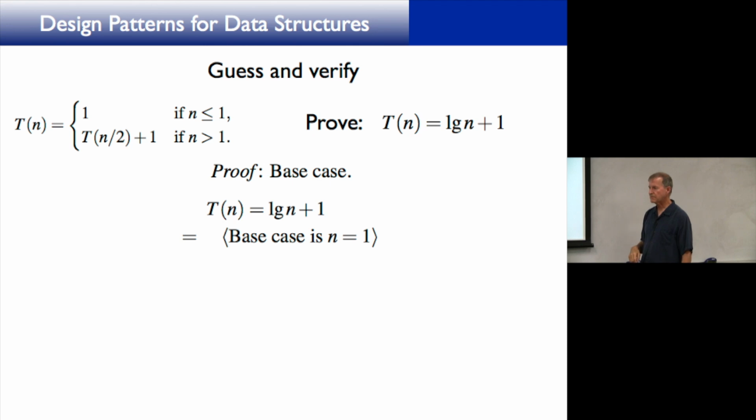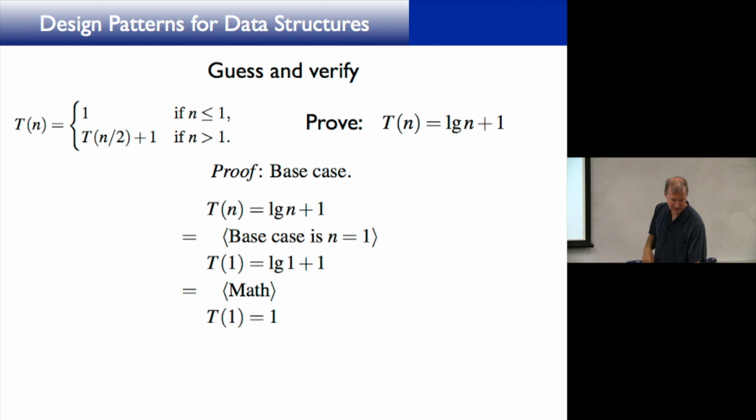All right? Is everybody clear? Okay. And so because the base case is n equals 1, what do we put? T of 1 equals log 1 plus 1. And what is the log of 1? 2 to what power? 0. Yeah. So by some math, 0 plus 1 is 1.